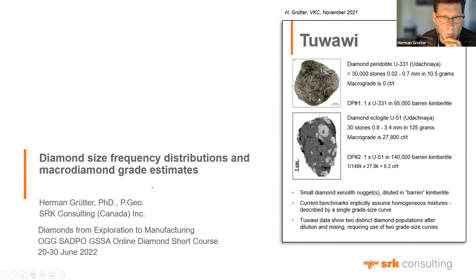If you take these 2 fragments of the mantle, which both contain diamonds, and you start mixing them, and in fact, you dilute them in kimberlite, in barren kimberlite, then you can end up explaining the type of microdiamond distributions that you see at Tuawi. And so from a statistical point of view, these diamond-bearing pieces of rock are nuggets, and from a petrological point of view, they are small diamond xenoliths. I hope that clarifies just these 4 words that are over there.